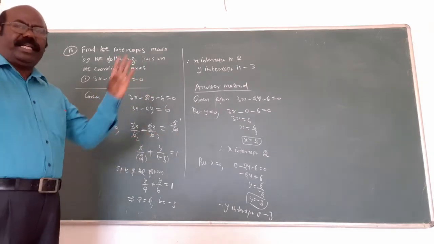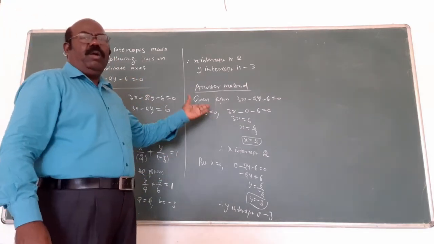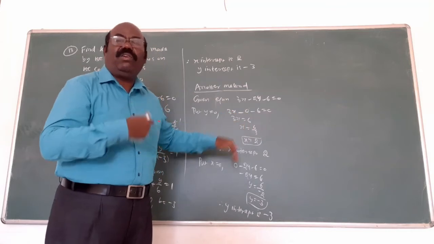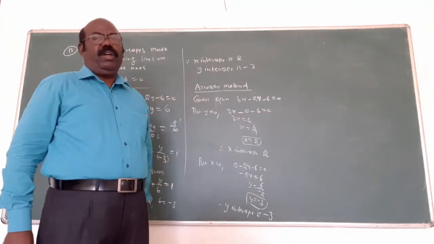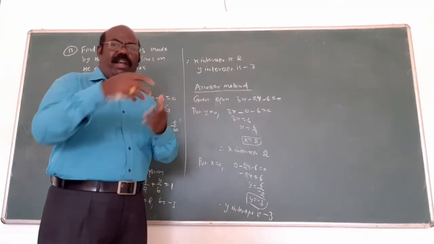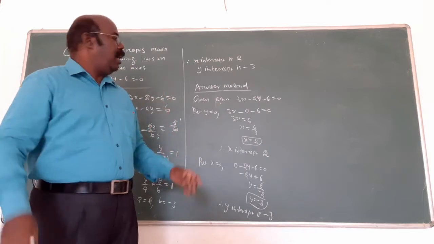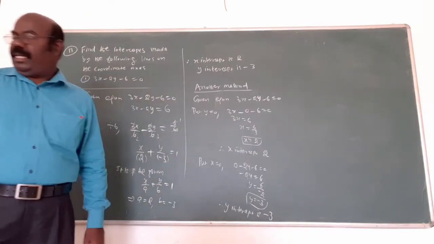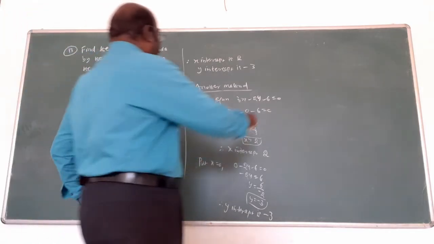Sometimes this is the easy method. Put y equal to 0, we get the x value, that is called the x intercept. Put x equal to 0, we get the y value, that is called the y intercept. This is easy for you. Now one more problem, the second subdivision.